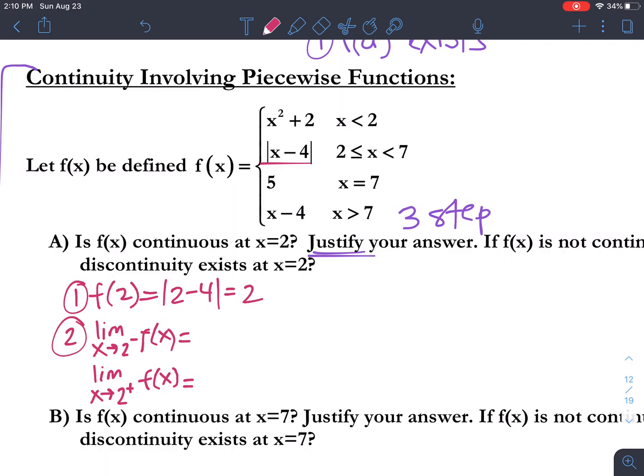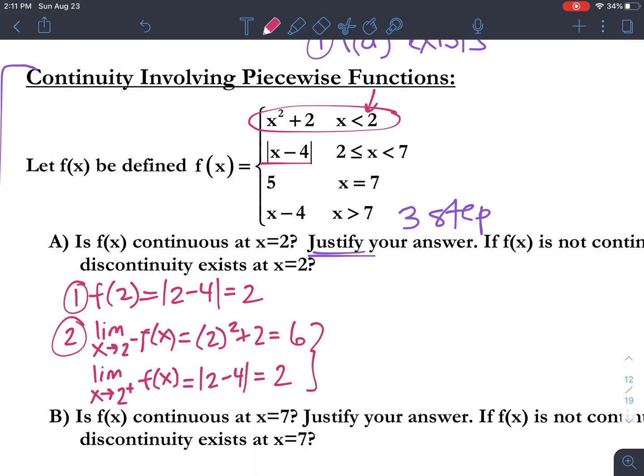Okay, so from the left, guys, notice this is our function that's coming from the left, because it's at like 1, 0, -1, approaching 2, but it's only when x is less than 2. So 2 squared plus 2, which is 6. And then from the right, well, that would be this guy, right? Because between 2 and 7, I'm at 2 minus 4, which is 2.